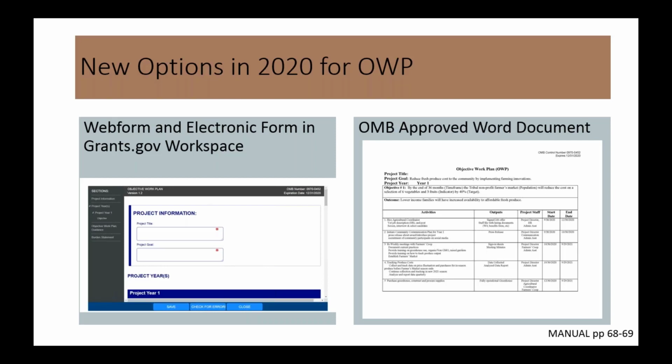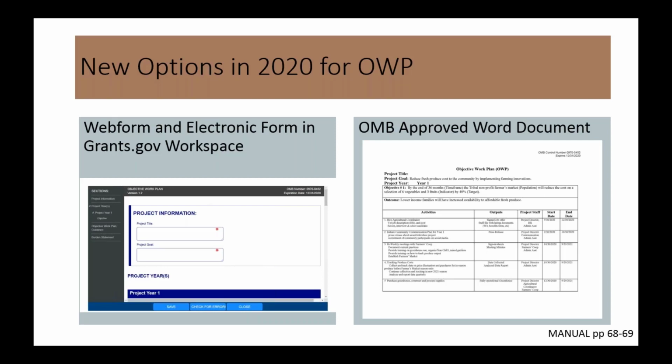There's the web form, which is shown here in the screenshot on the left. It's not a pretty picture, but that's exactly what you see when you open up the objective work plan in grants.gov. And then there's also a link that you can click on, which will give you a downloadable version of the OWP that's also considered an electronic form. I don't have a picture of it now, but it's usually the yellow one with the yellow fields and the red lines around it. So that is the other option.